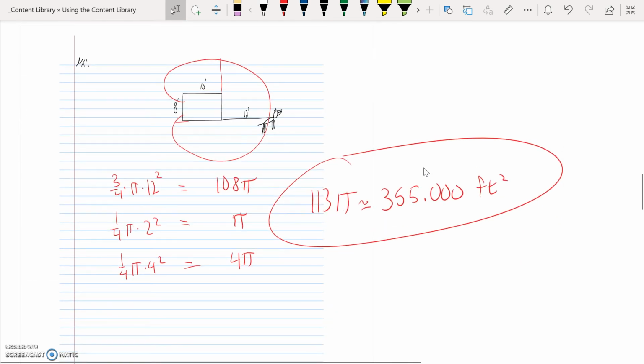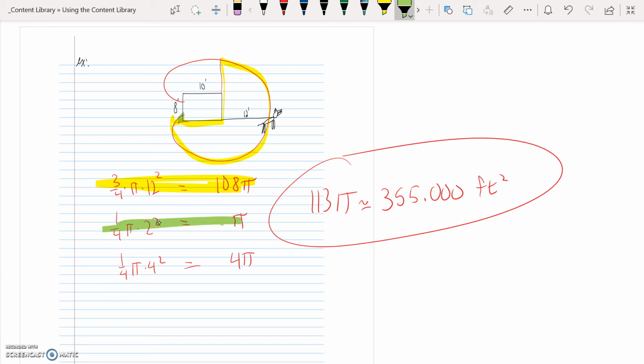I'll scroll down a little bit. Here are my calculations for the next example where the dog is on a leash attached to the corner. So the dog can rotate around, get to different parts of the building, and I have these different regions. So this yellow region represents 3/4 of a circle. This little green region is just 1/4 of a circle. And then we also have this other region over here.